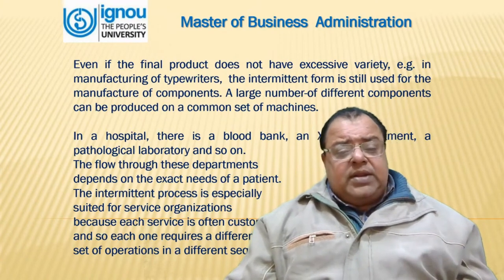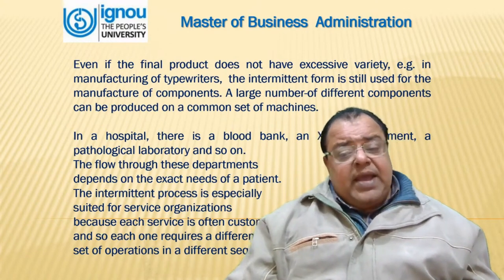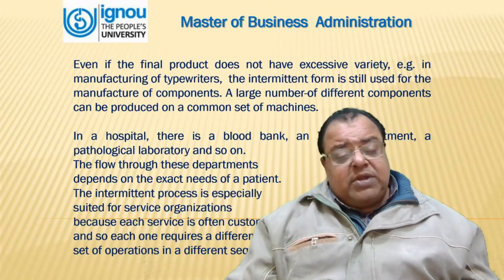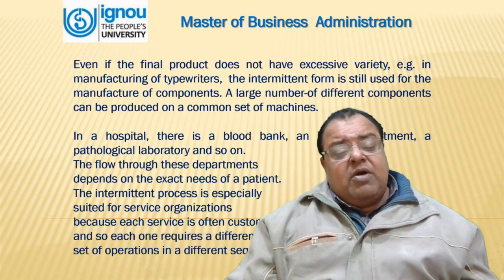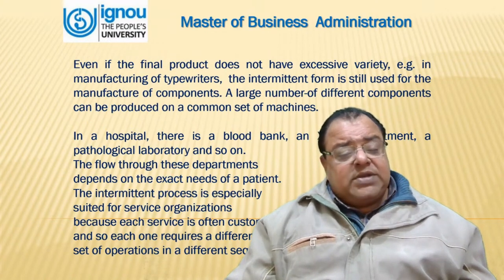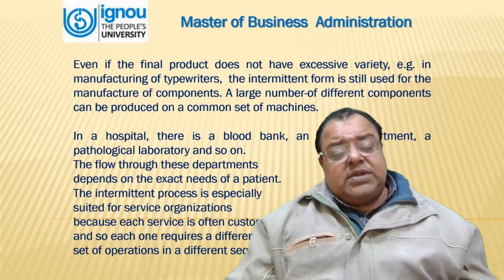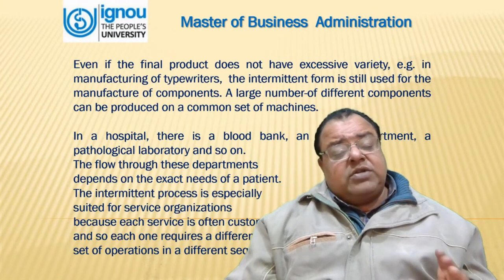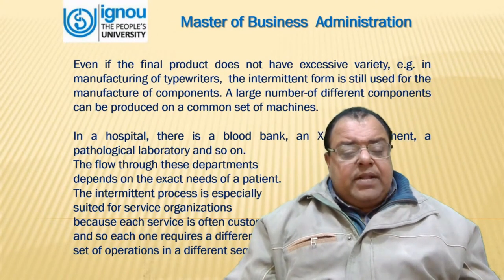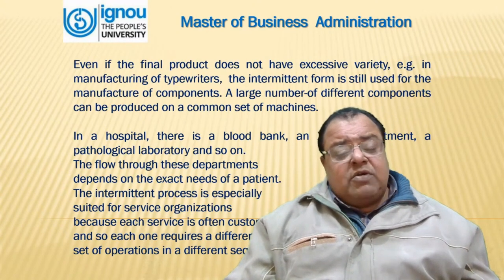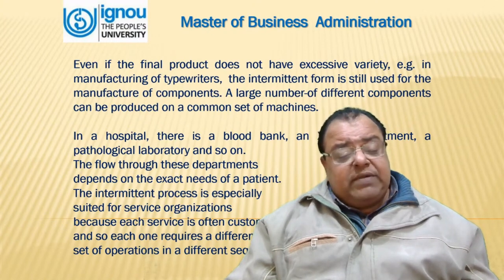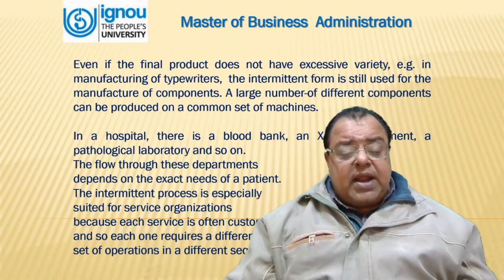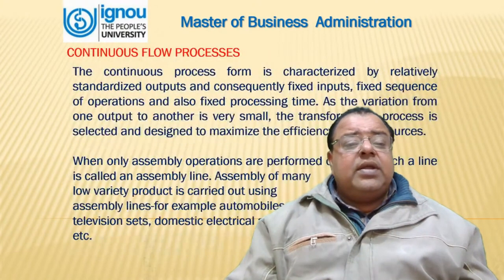In a hospital, there is a blood bank, an X-ray department, a pathological laboratory, and so on. The flow through these departments depends on the exact needs of the patient. The intermittent process is especially suited for service industry because each service is offered customized and so each one requires a different set of operations in a different sequence.